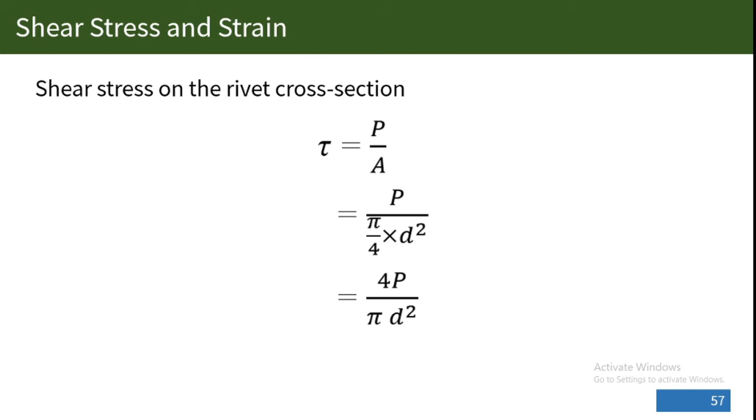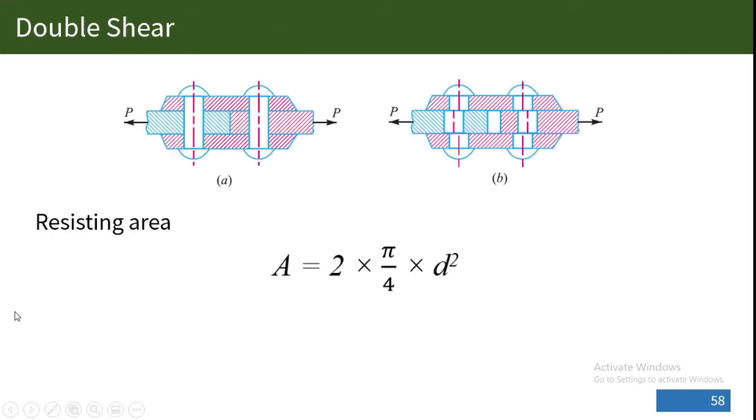Okay. So let's substitute the equation for the rivet cross section from the previous slides. So we have P over pi over 4 times d squared, right? So we have the basic equation for shear stress. For single shear it is equal to 4P over pi d squared, right? So that is the equation for single shear.